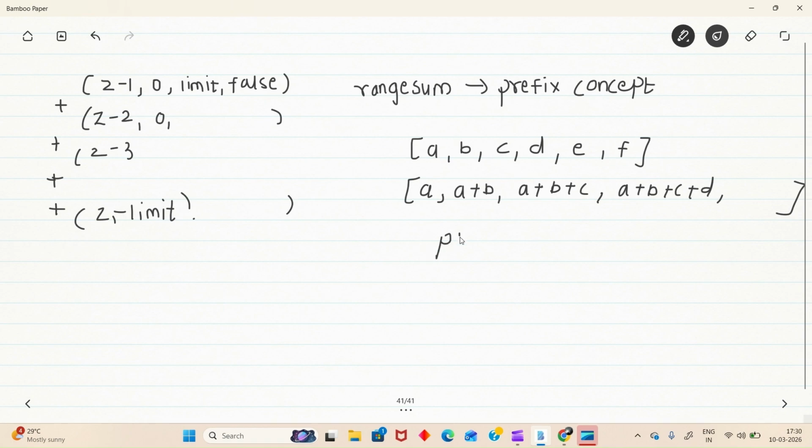So what we will use is prefix of I equals prefix of I minus 1 plus current, let's say nums of I. This is how we generally calculate the prefix sum. Similarly here also, if we calculate this once, we don't have to calculate it every time.